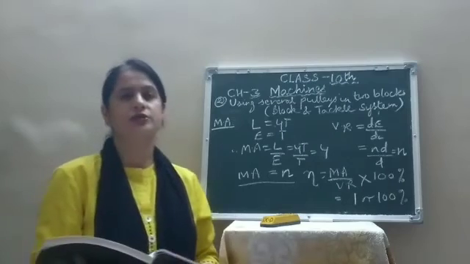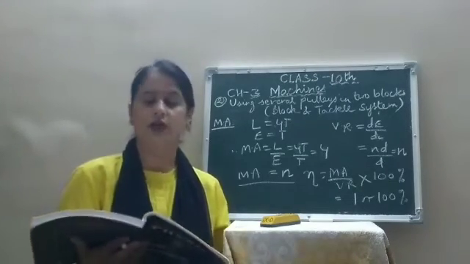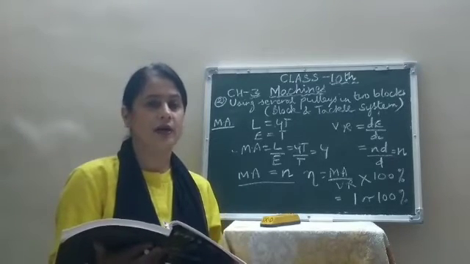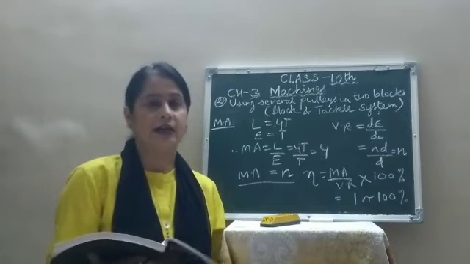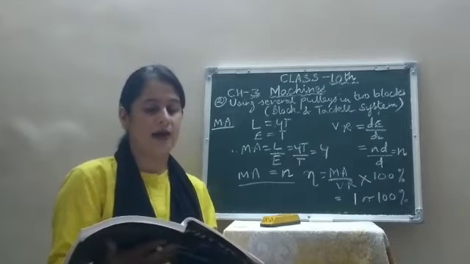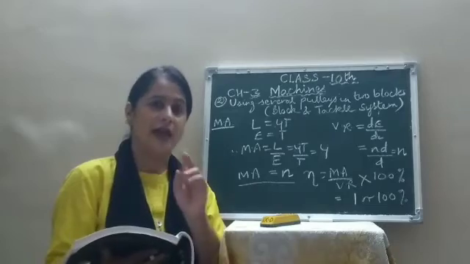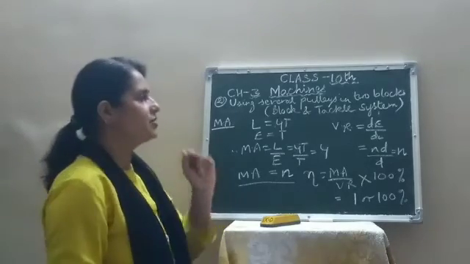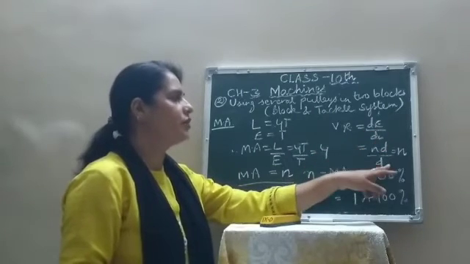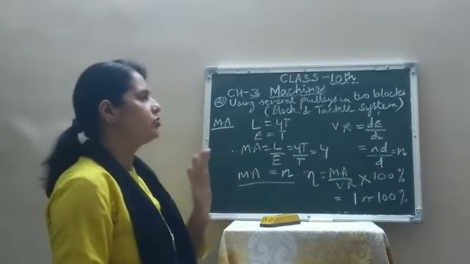Now velocity ratio is given by the displacement of the effort to the displacement of the load. So if there is a system containing N pulleys and the load goes through a distance d, each segment of the string supporting the load is loosened by a distance d. So the effort moves through a distance Nd. That means displacement of effort is Nd, displacement of load is d. So it can be cancelled. So velocity ratio equals N.